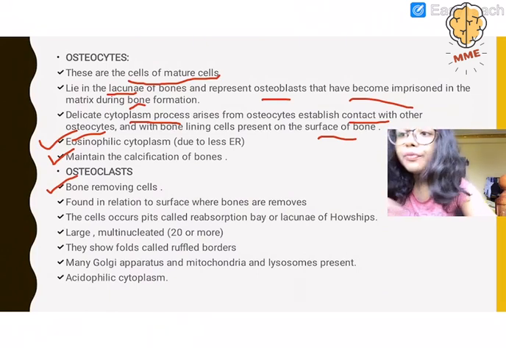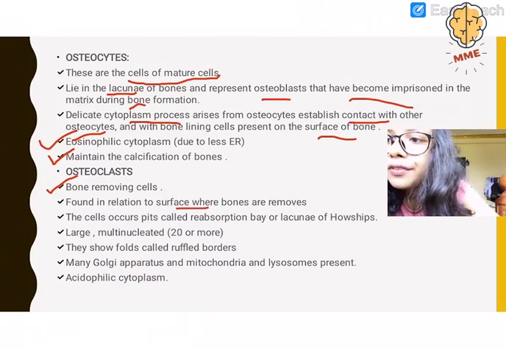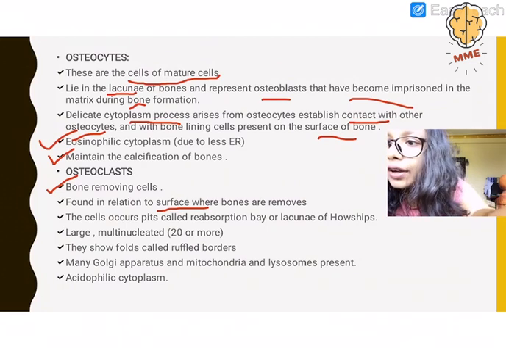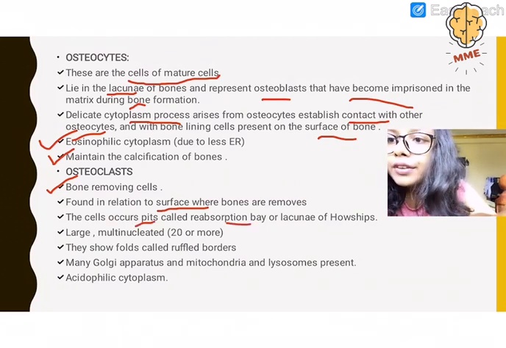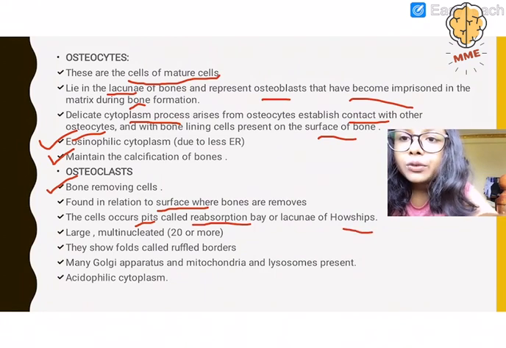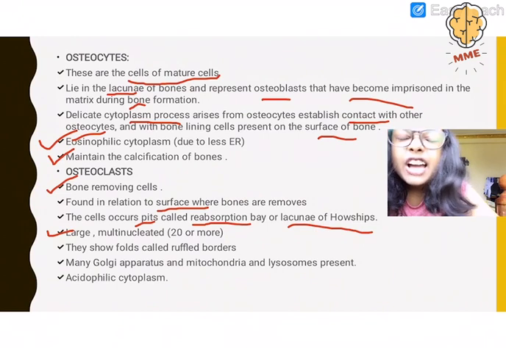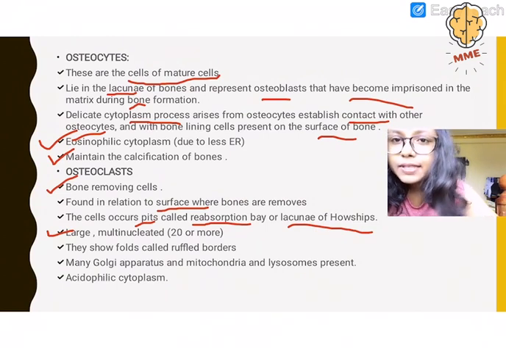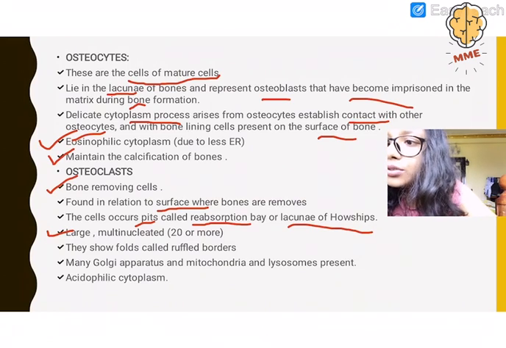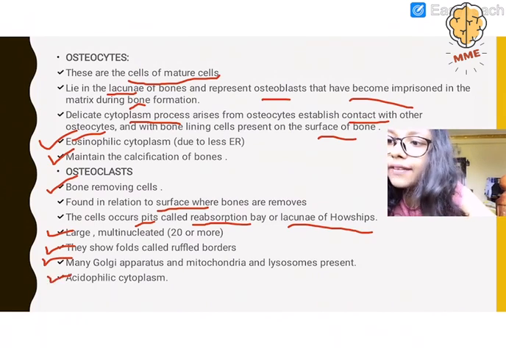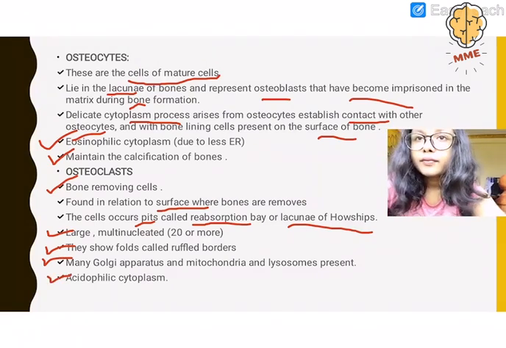Okay, now they will be found in relation to the surface where the bones will be removed, and they occur in the pits called resorption bays or Howship's lacunae. Now they are large and multinucleated. They are just giant cells. Giant cells are the multinucleated cells. They show ruffled borders, and many Golgi apparatus, mitochondria and lysosomes are present, and they have acidophilic cytoplasm.